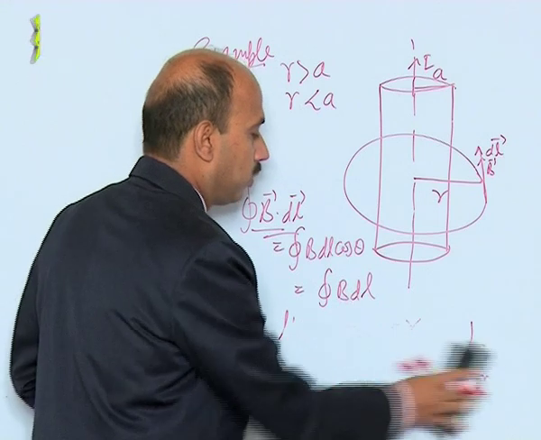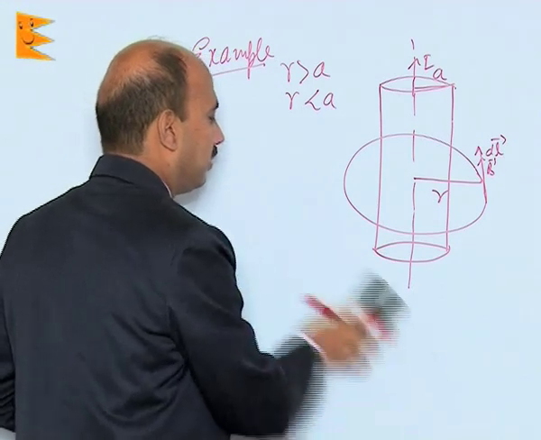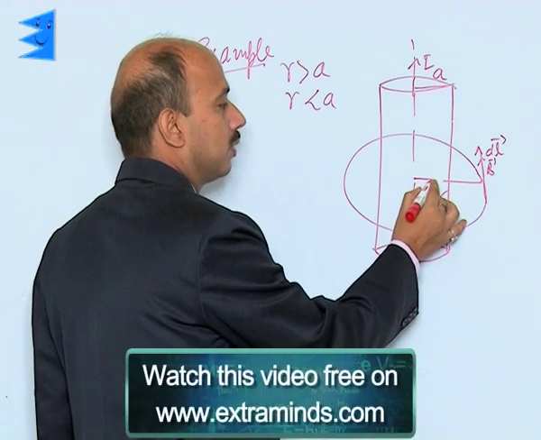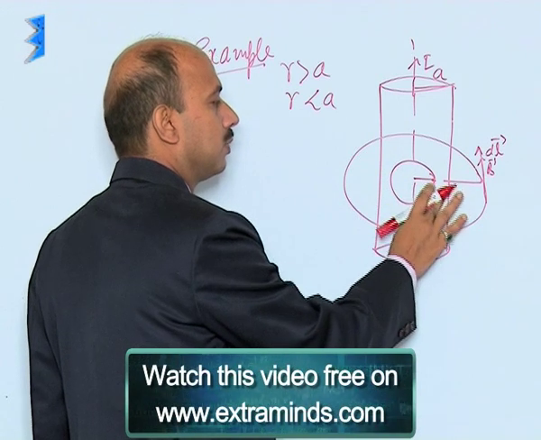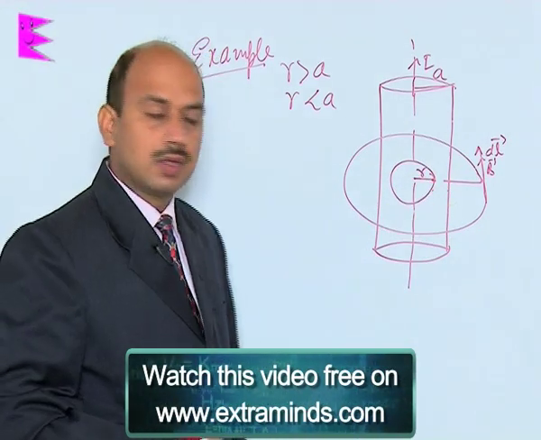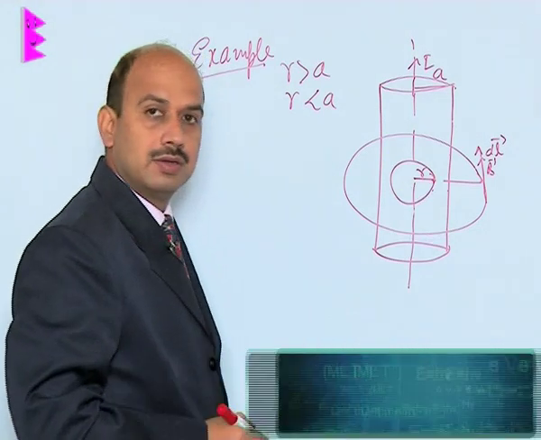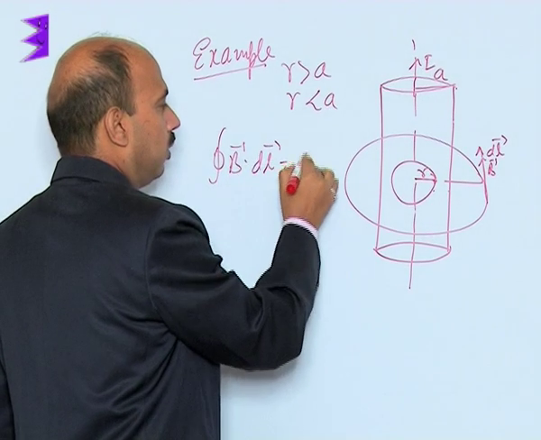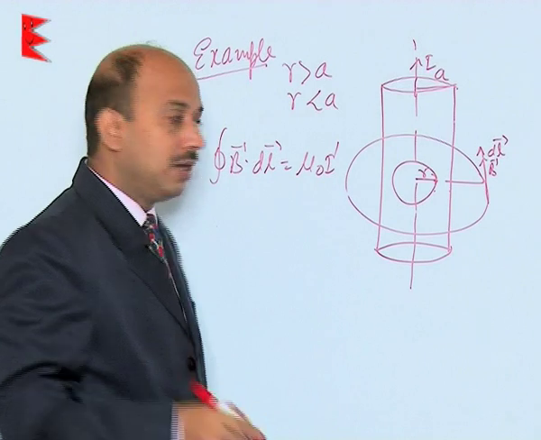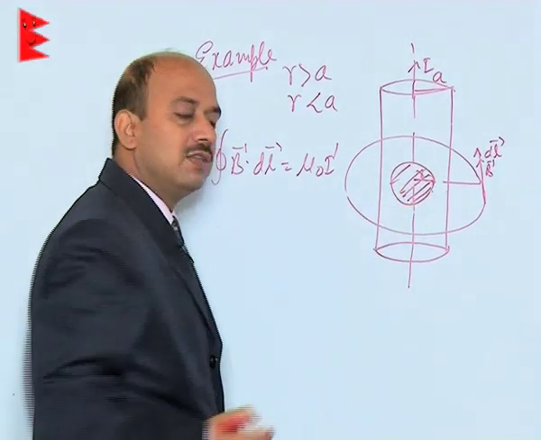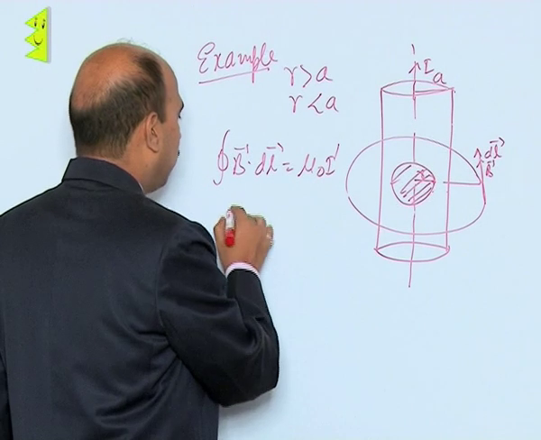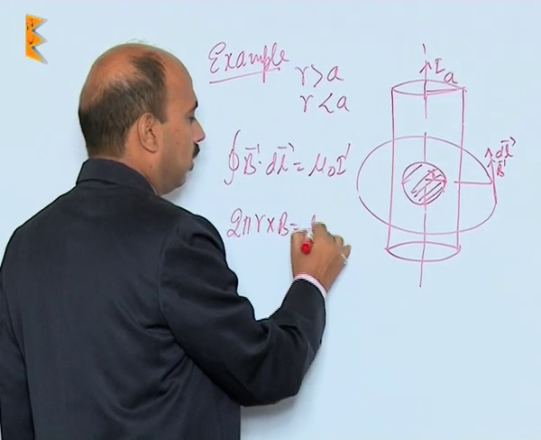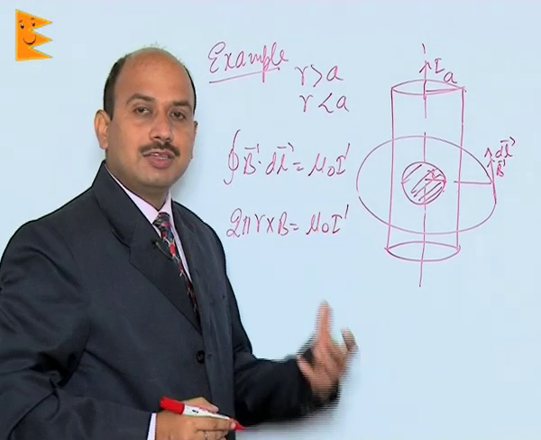We can also calculate similarly the inside. Inside the conductor, when we calculate magnetic field, again we can use Ampere circuit law, but here we will take this point, suppose R is here, and we draw the loop. In this case, when we integrate, B dot dl is equal to mu naught I dash. I dash is the current passing through this cross section area which is enclosed by this Amperian loop. So integration gives 2 pi r into B is equal to mu naught I dash.